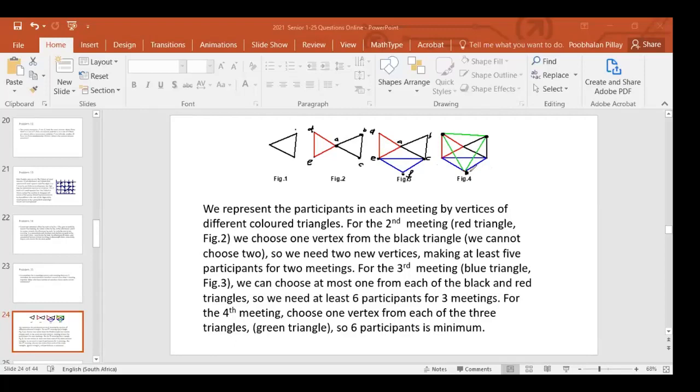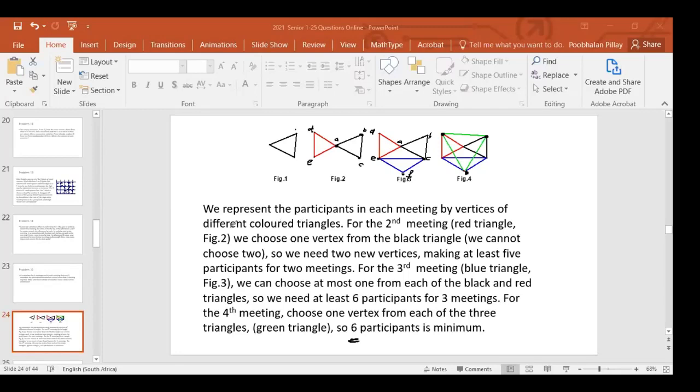So the question is, what's the least number of people that you need to have altogether in that committee? There are 6 of them, A, B, C, D, E, F. Right? The 4th meeting, you don't need any more. You can use the same meeting, same people. So the answer is 6 participants is minimal.